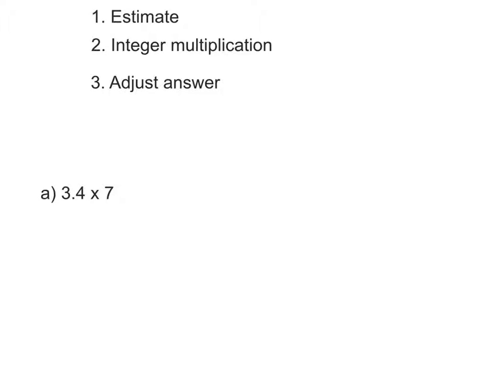So example A, 3.4 multiplied by 7. My stage 1, I'm going to estimate what my answer is. 3.4 I would estimate to 3. 7 I would keep as 7 because I'm looking at one significant figure. And 3 multiplied by 7 is 21, so I'm expecting my answer to be around 21. So I've estimated my answer, stage 1 complete.